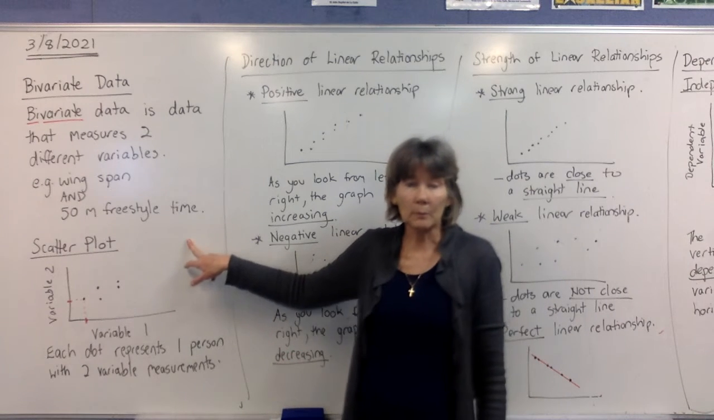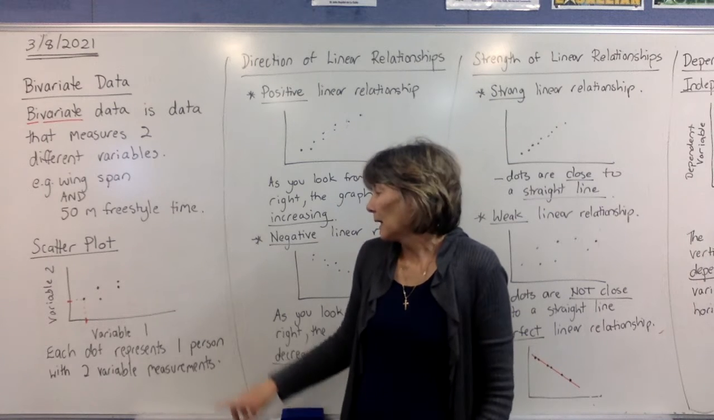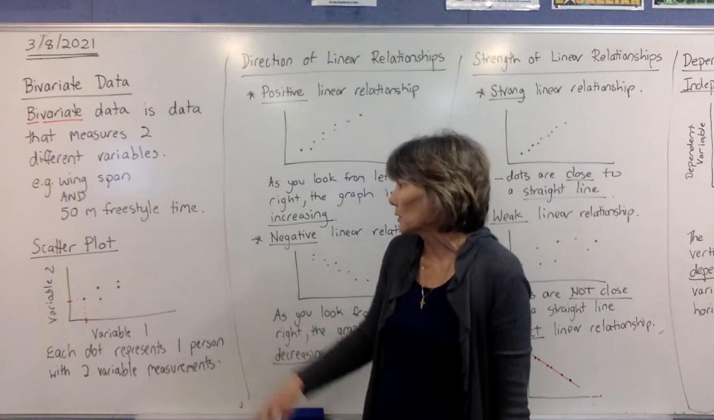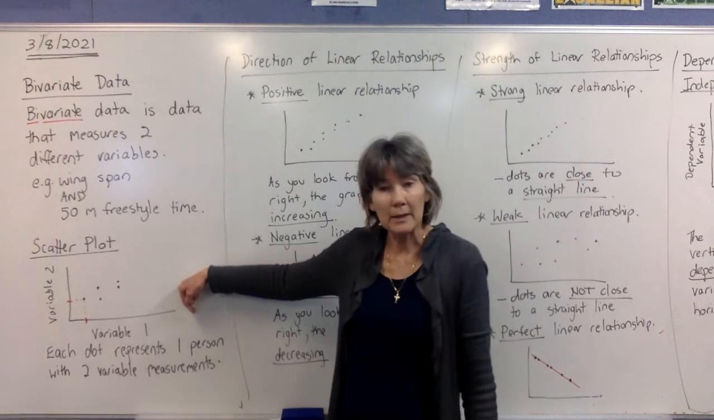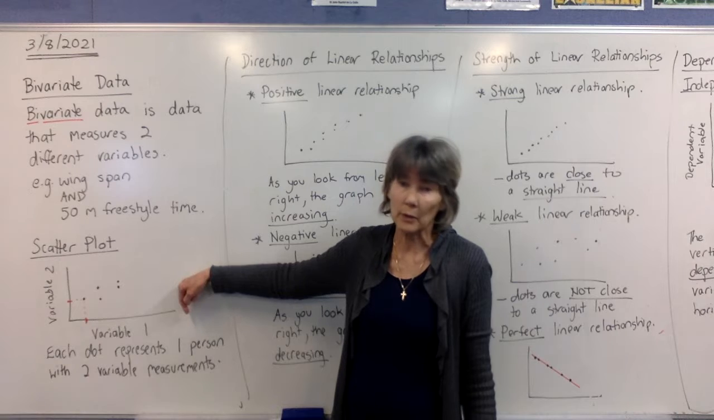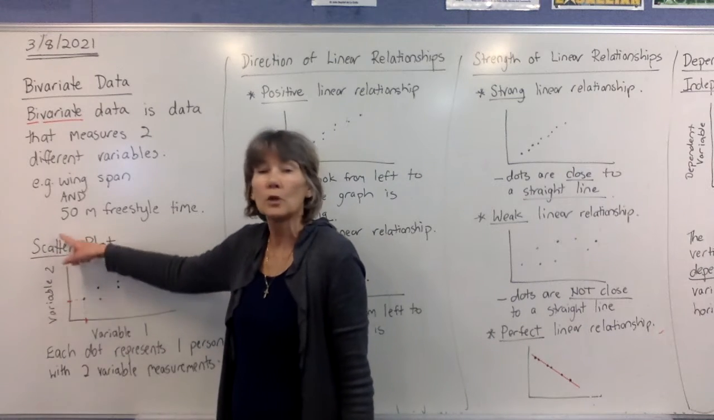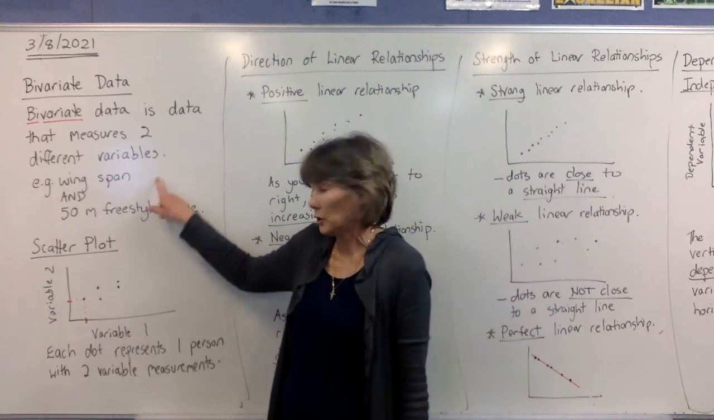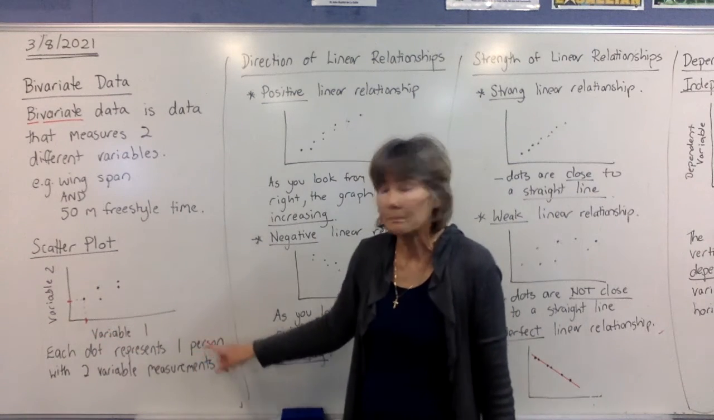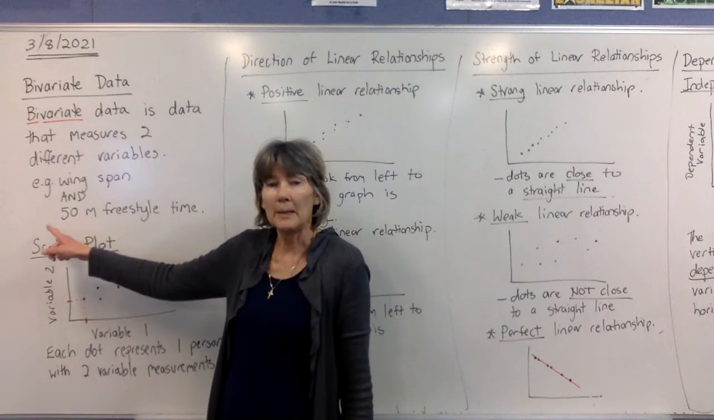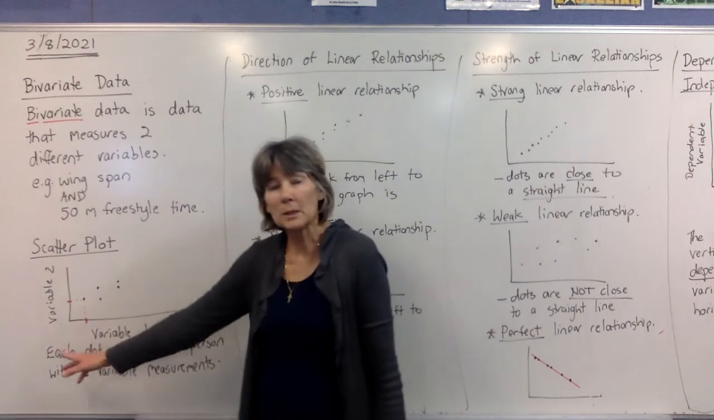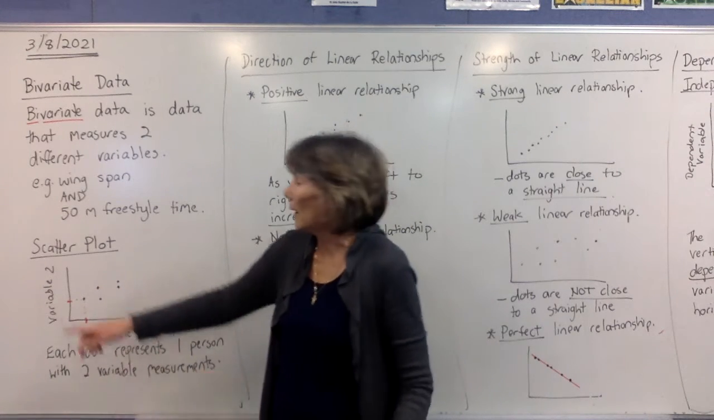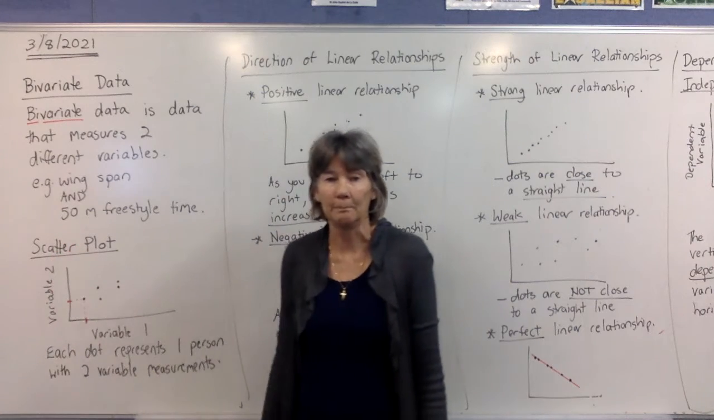In a scatter plot, we're just doing a series of dots. Each dot represents one person with two different variables. Variable 1 will be down the bottom on the horizontal axis or the x-axis, and variable 2 will be on the vertical axis or the y-axis. If we were doing this question, we might have wingspan down the bottom and 50-metre freestyle time here, because the wingspan might tell us what might happen to their 50-metre freestyle time.